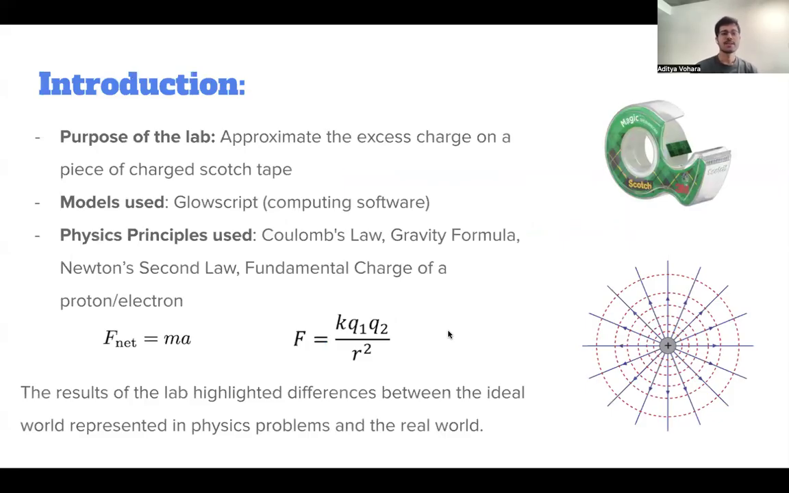Starting here with the introduction, the purpose of the lab was to find the excess charge on a piece of Scotch tape, and I used GlowScript for this. The various physical formulas will be discussed further, and the result of this lab showed us the difference between an ideal physics world and a real physics world.